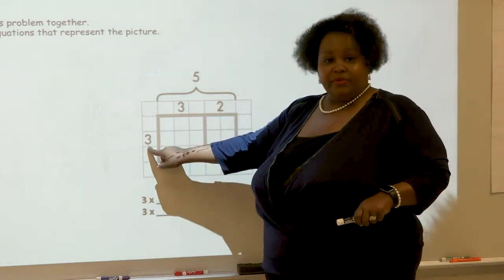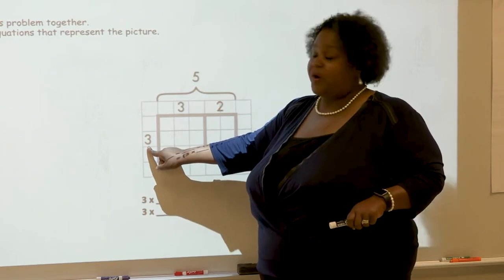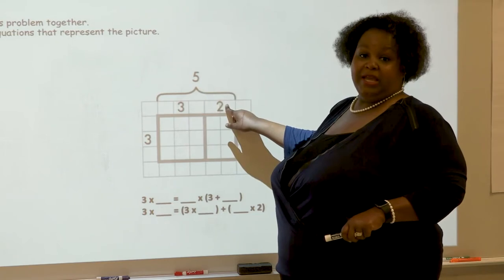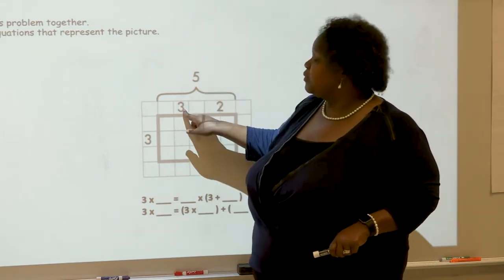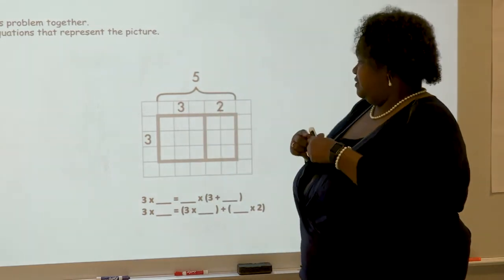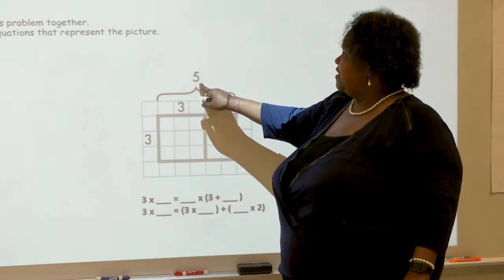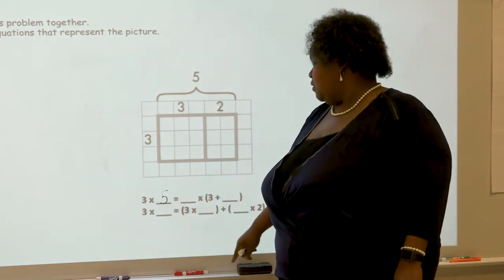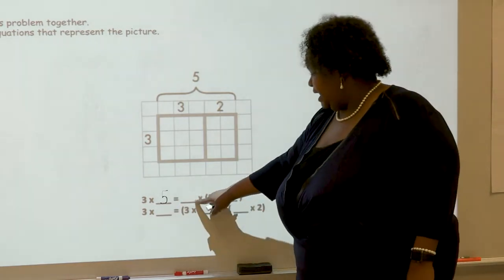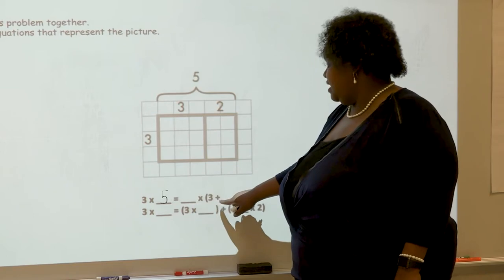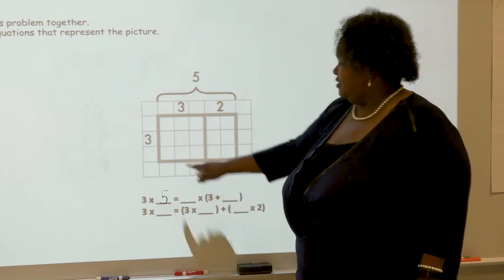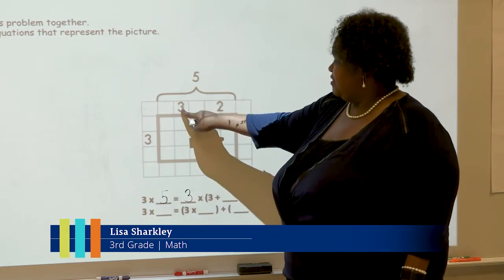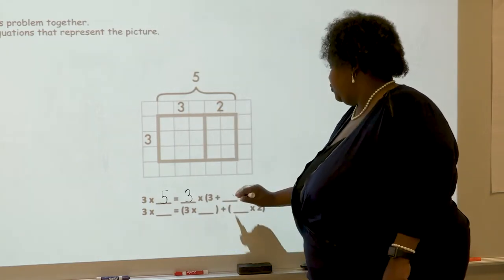My length is 3. It was not broke apart, but my width is 5, and they did break it apart. They broke apart the 5 to a 3 and a 2. So 3 times 5, I still have my 5 here, equals blank times 3 plus blank. All right, they're wanting me to say I still have my 3. 3 times 3 plus 2.